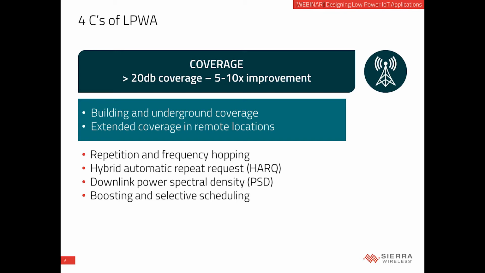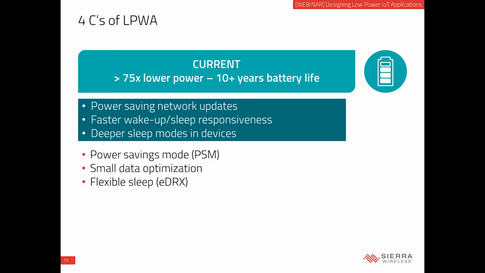Now, the next point, the next C, is about current, so power consumption. And again, cellular solutions were known to be very power hungry. Now, what we can achieve is about 75 times lower power consumption on these devices compared to regular cellular devices, which means that using batteries, and Dima will walk us through more details about this power savings, you can very realistically expect to last 10 years or more with batteries. Of course, it depends on how often you transmit and how big your battery is, but that's an order of magnitude.